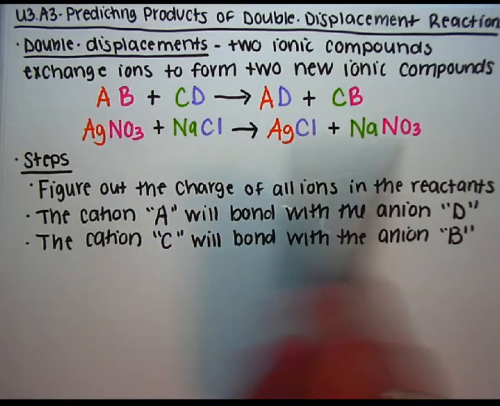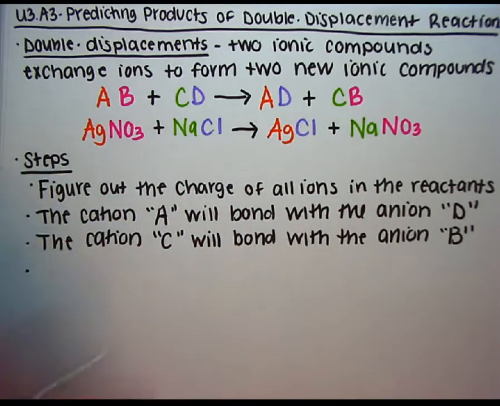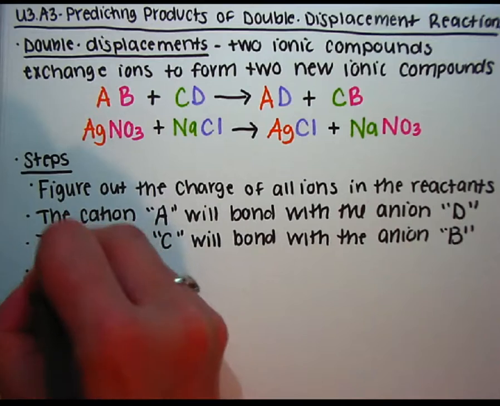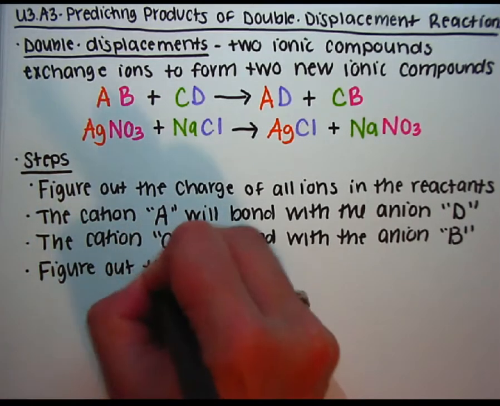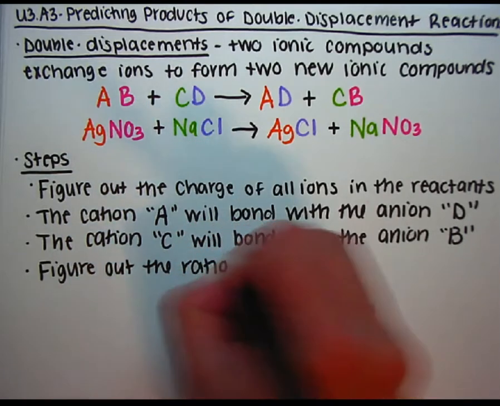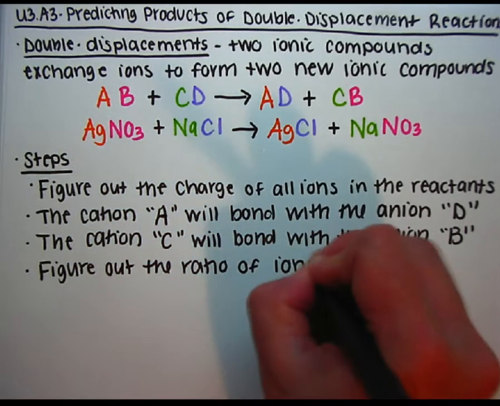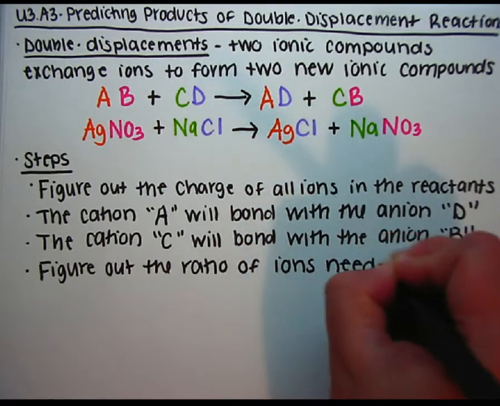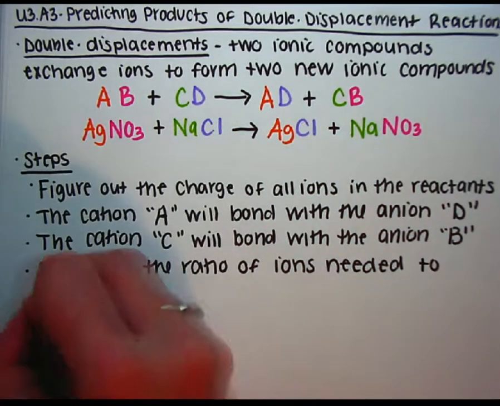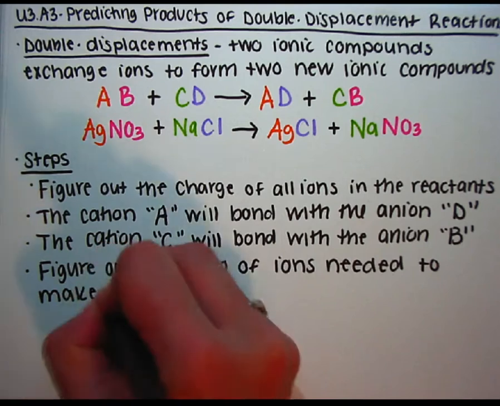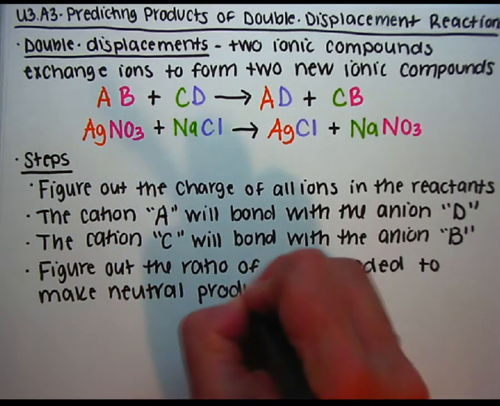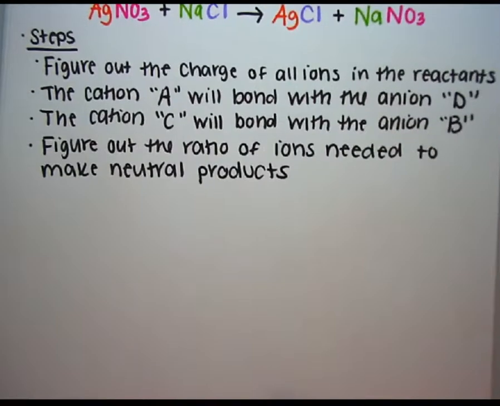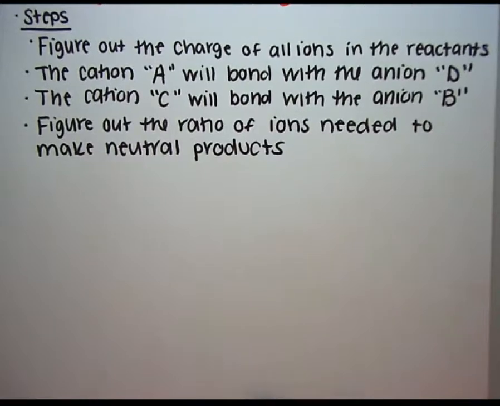Lastly, when you are writing your products, they are going to be ionic compounds, and ionic compounds are neutral. So we need to figure out the ratio of ions needed to make neutral products. Ionic compounds are always neutral, so we want our products to be neutral. We need to get to that net charge of 0.